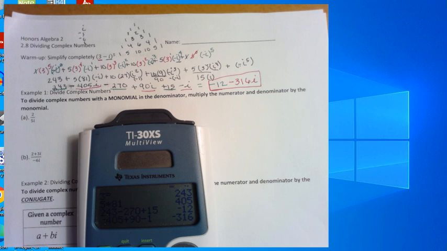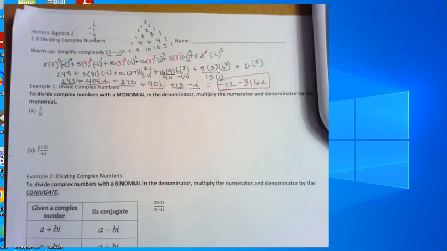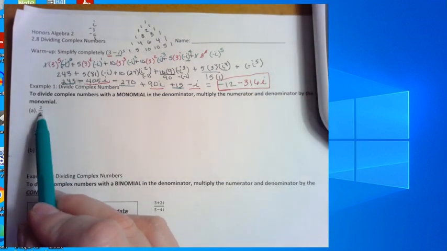But it beats having to write down 3 minus i squared, multiplying that out in a box and then squaring that and then multiplying again by 3 minus i. I don't recommend that. Okay, so what we're going to learn today is we're going to learn how to divide with complex numbers.